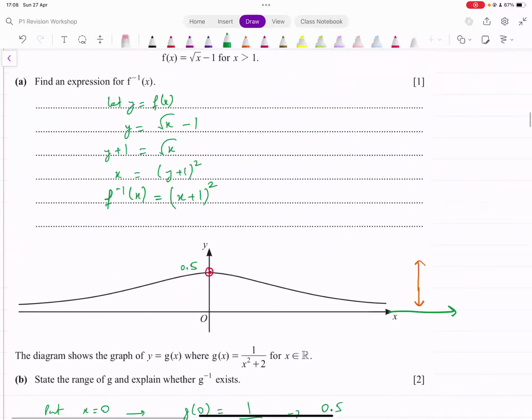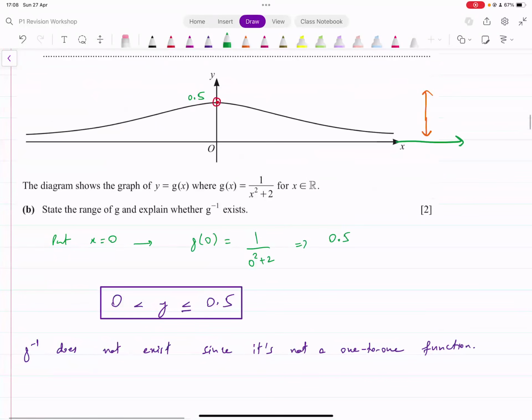If you have a graph given, in that case, you think of the graph itself. Think of what the maximum value on the graph is, and think of what the minimum value on the graph is, and that will give you the range of that function.